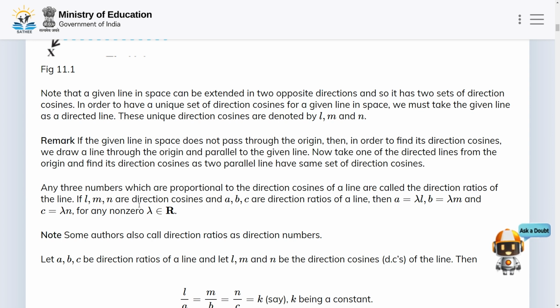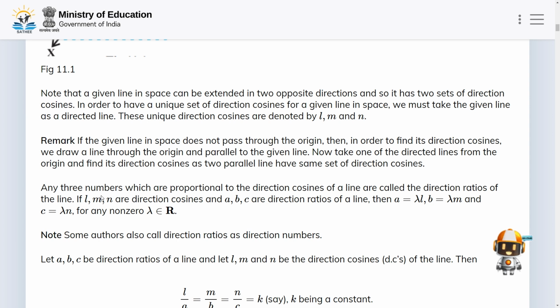Remark: if the given line in space does not pass through the origin, then in order to find its direction cosines, we draw a line through the origin parallel to the given line. Now take one of the directed lines from the origin and find its direction cosines, as two parallel lines have the same set of direction cosines.